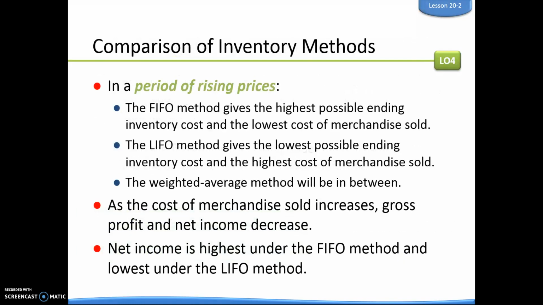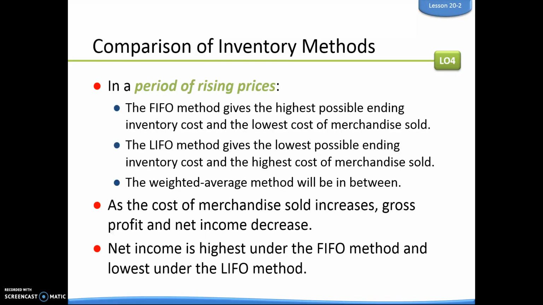Now, this is important to remember, and I'm sure that there will be test questions about this, but remember that none of these prices for your merchandise is ever going to stay the same. So we always have something called inflation, and so there are periods of rising prices. There's also periods of declining prices. In a period of rising prices, the FIFO method is going to give the highest possible ending inventory cost and the lowest cost of merchandise sold, which means that net income is going to be highest under FIFO.